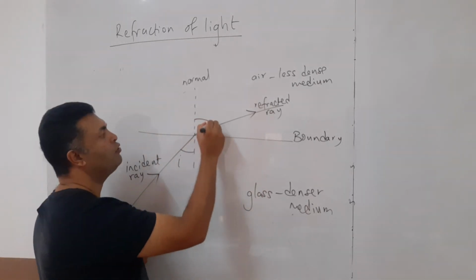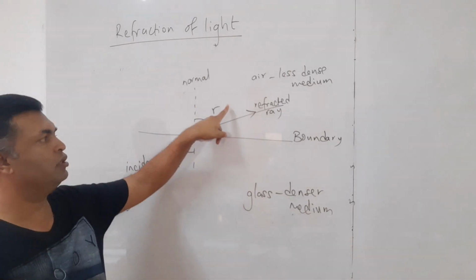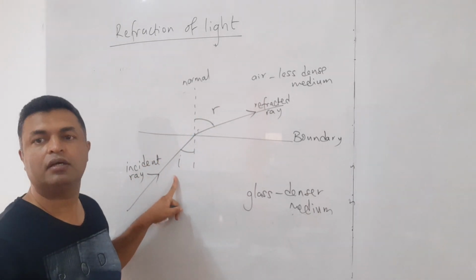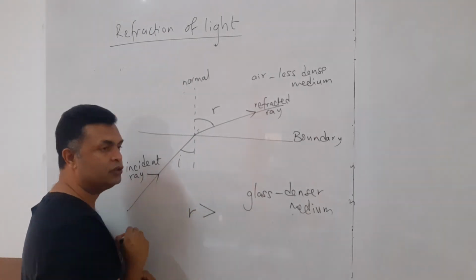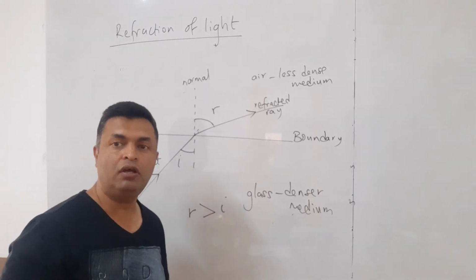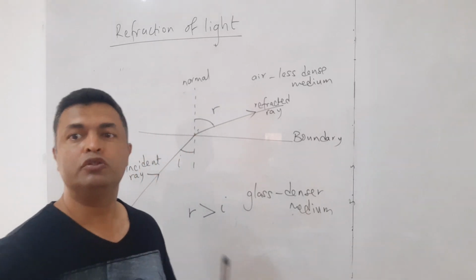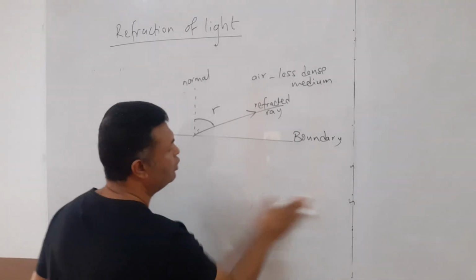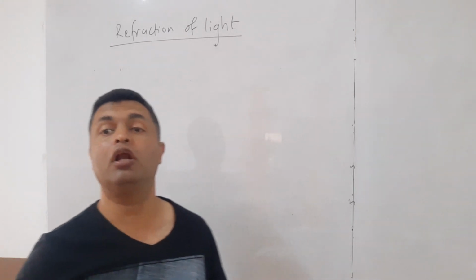And this is the refracted angle. Again, between the normal and the refracted ray, we call it the refracted angle. Between the incident ray and the normal, we call it the incident angle. And here you can see the refracted angle is greater than the incident angle. So this is about refraction from a less dense to a denser medium and from a denser to a less dense medium. Now, you should be able also to draw rays when light passes through a glass block.